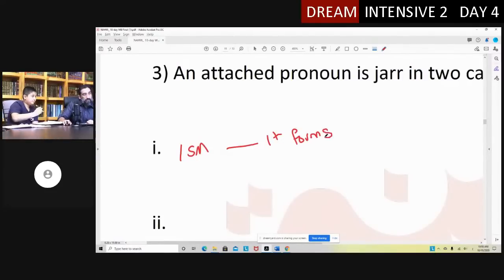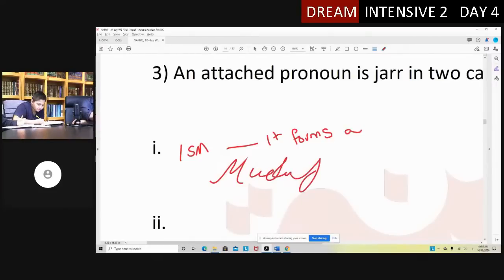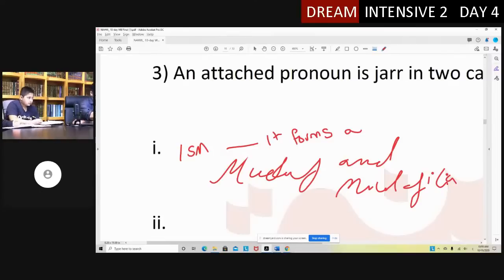You want us to write that? Yes. You think I'm struggling to write with a mouse, so you don't write it? It struggles to form a mudaf and mudaf ilayh. Sorry, that was a terrible spelling of mudaf ilayh.